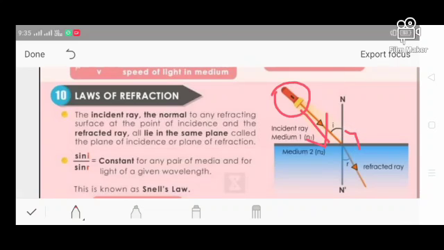And there is the point of incidence. The refracted ray all lies in the same plane, my dear friends. It is like the laws of reflection. Hope you will understand.